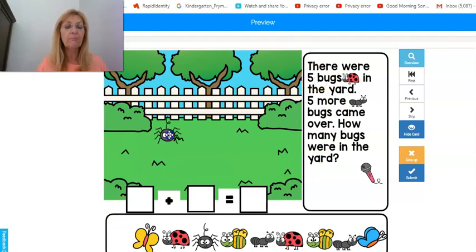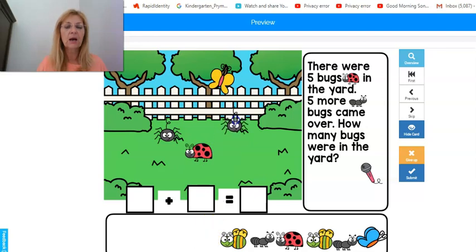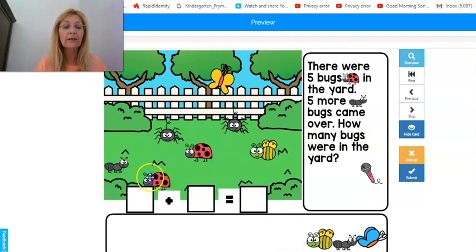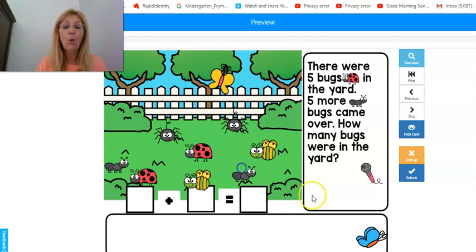It says there were 5 bugs in the yard. So can we put 5 bugs in the yard? 1, 2, or we'll put him up here in the sky. How's that? In the yard. 3, 4, 5. There are 5 bugs in the yard. And then it said 5 more. More means some extra ones. 5 more came. So we got to add how many more bugs? Yes, 5. 1, 2, 3, 4, 5.